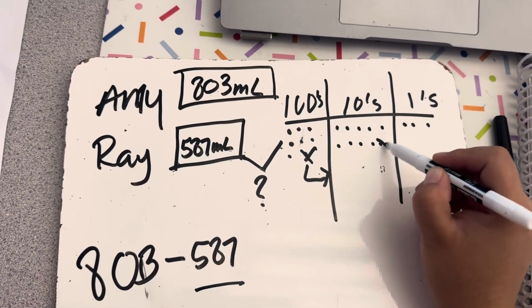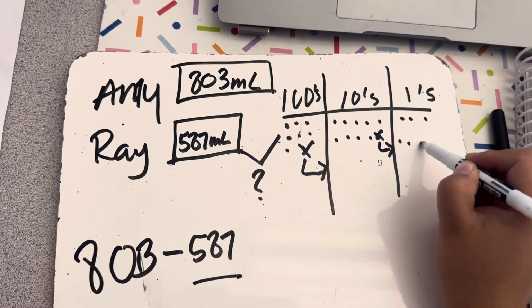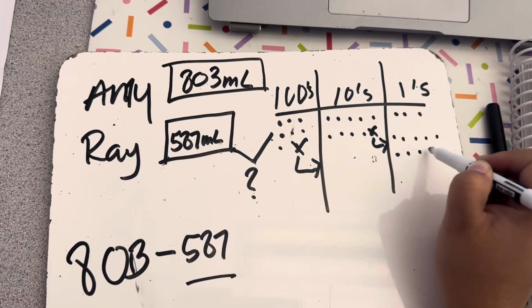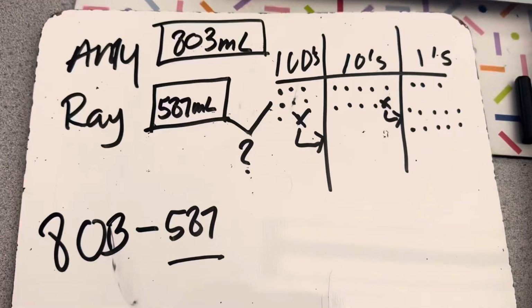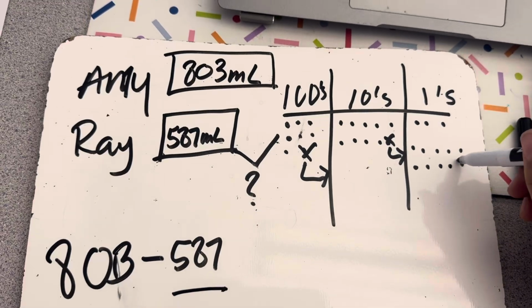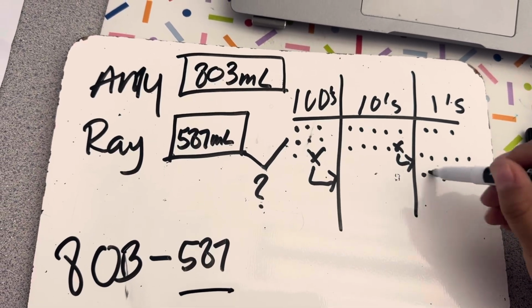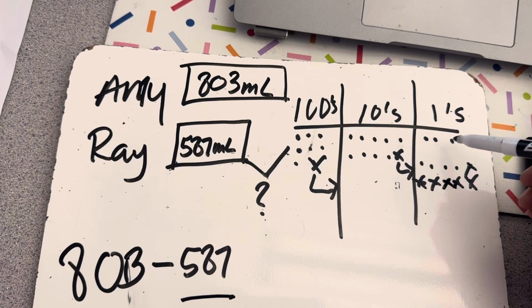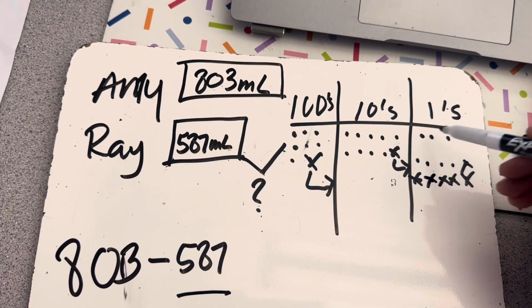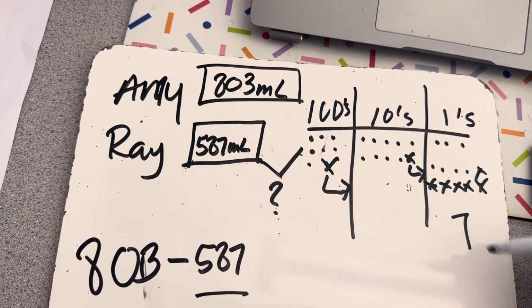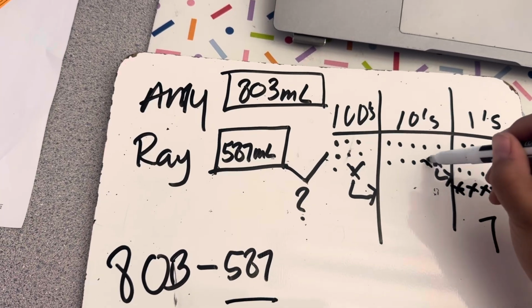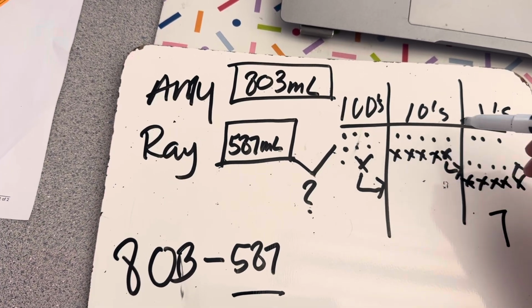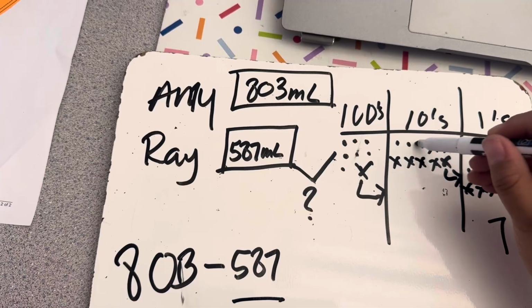And then we also need to bring one of these tens to the ones. When we do this, we're now able to subtract. So now I need to subtract 7. And I'm left with 1, 2, 3, 4, 5, 6, 7. So now we are subtracting 8. 1, 2, 3, 4, 5, 6, 7, 8.